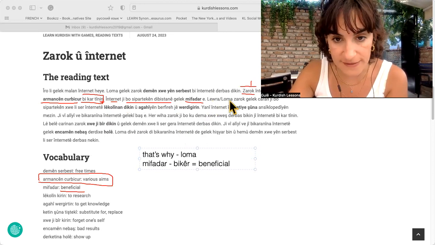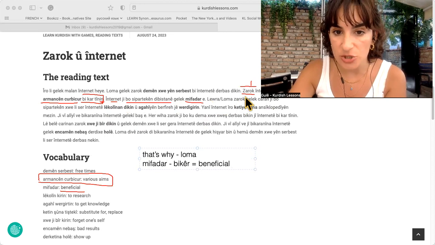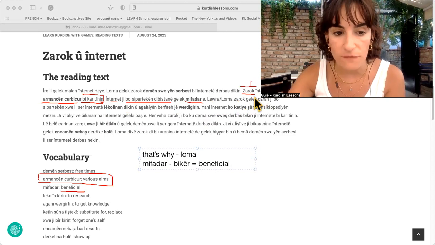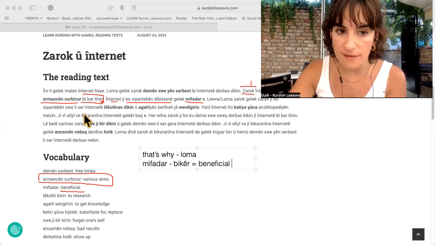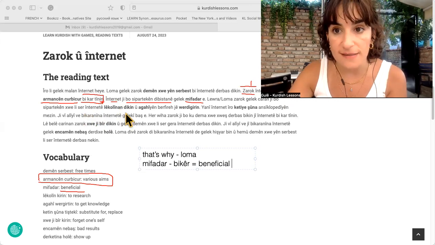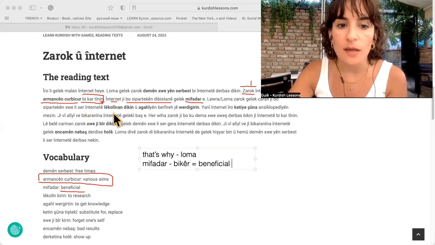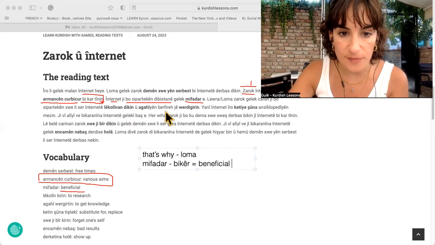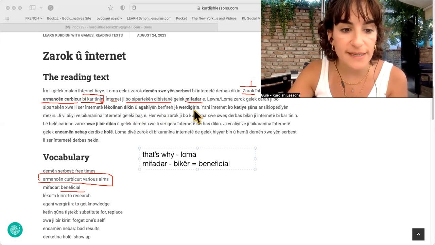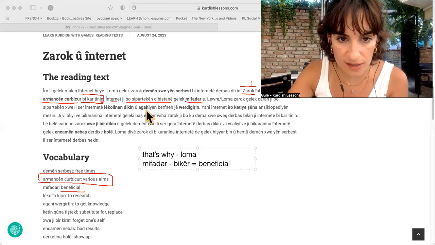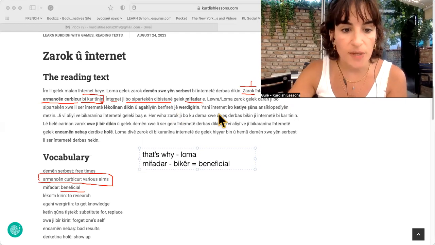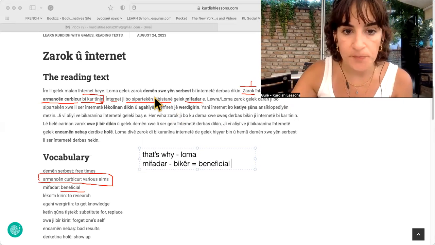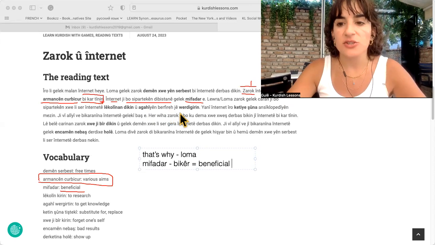Loma, that's why zarok gelek caran, kids many times, often ji bo xebatên xwe for their homework li ser internetê on the internet lêkolînan dikin, they do research, û agahiyên pir ji wê werdigirin. So agahî werdigirin, to get knowledge from somewhere.